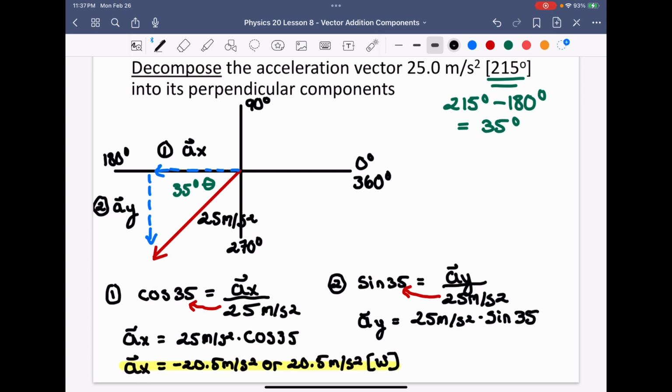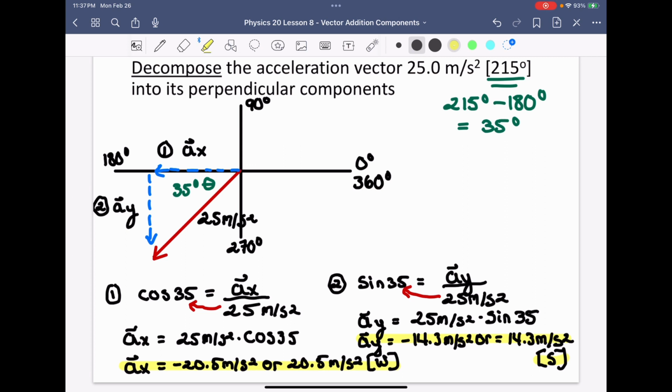Typing this into our calculator, making sure we get the exact magnitude, we're going to get AY is equal to negative 14.3 meters per second squared, or this is going to be equal to 14.3 meters per second squared in the south direction, just to be very clear here. So either one of these answers could appear. So this is what they mean by break it apart into its components.